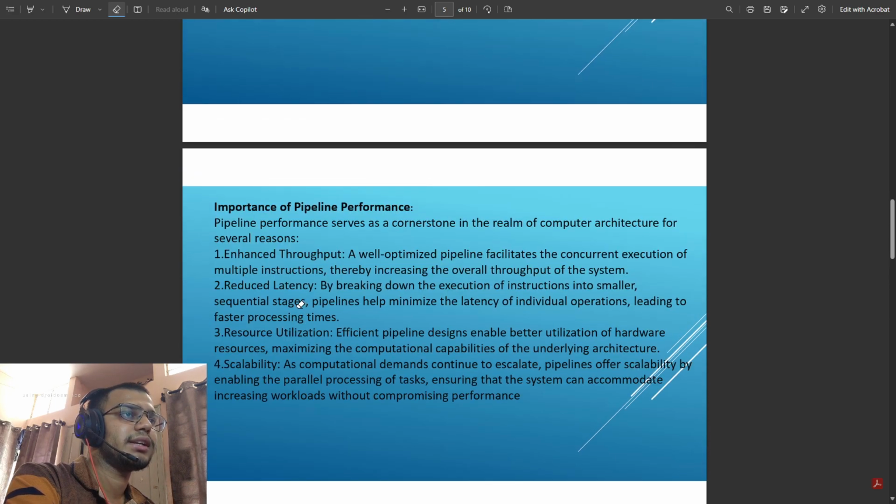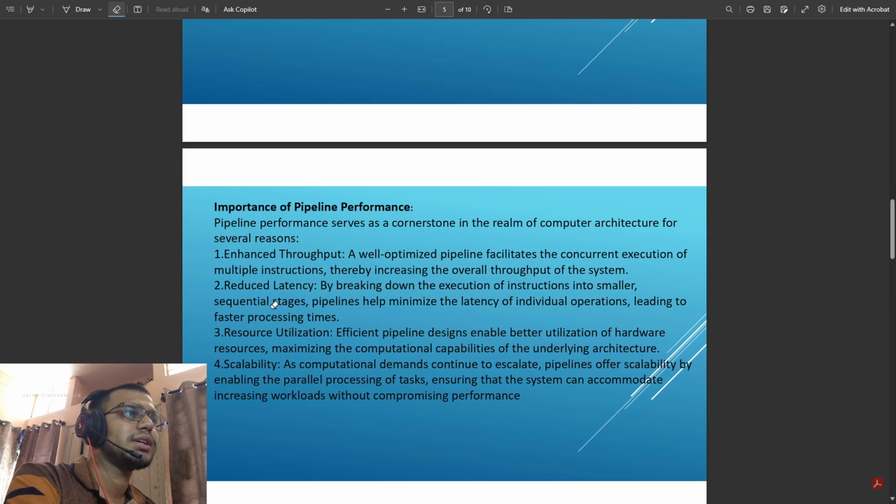So now let's come to the importance of pipeline performance. There are four importance points given. First of all, enhanced throughput. Second one is reduced latency. Third one is resource utilization, and fourth one is scalability. So first, enhanced throughput. A well-optimized pipeline facilitates the concurrent execution of multiple instructions, thereby increasing the overall throughput of the system. Second one is reduced latency.